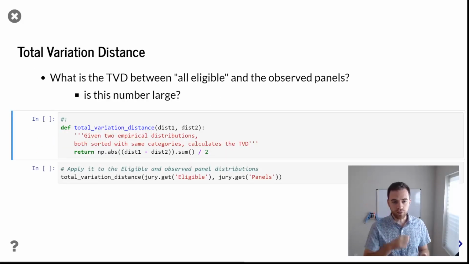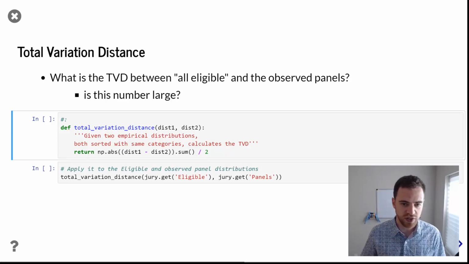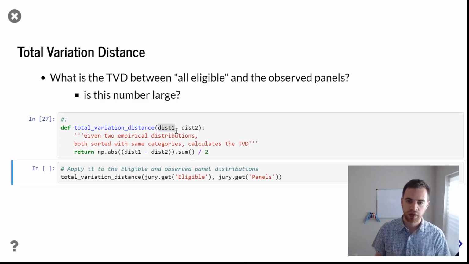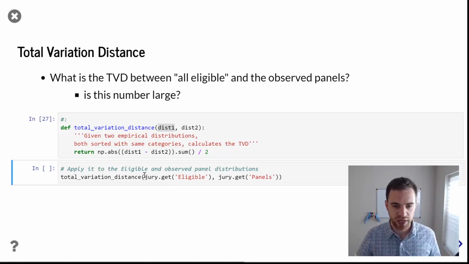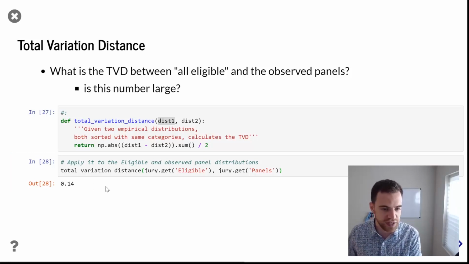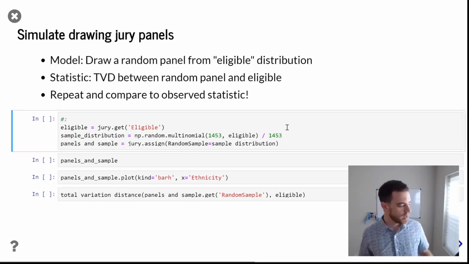First let's make a function which calculates the total variation distance. It's going to take in 2 empirical distributions, or 2 columns of our table, if we want to think of it that way. It will return the TVD. Then we're going to test it out here. We're going to apply it to our eligible jury distribution, and then our distribution actually in the panel. We see that it's 0.14, as we saw before. So the question is, is this a large number? How do we determine if it's a large number?